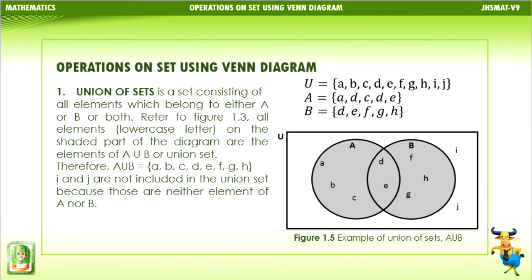As you will see, I and J are written outside the circle but inside the rectangle. They are not included in the union set of A and B because those are neither elements of A nor B.